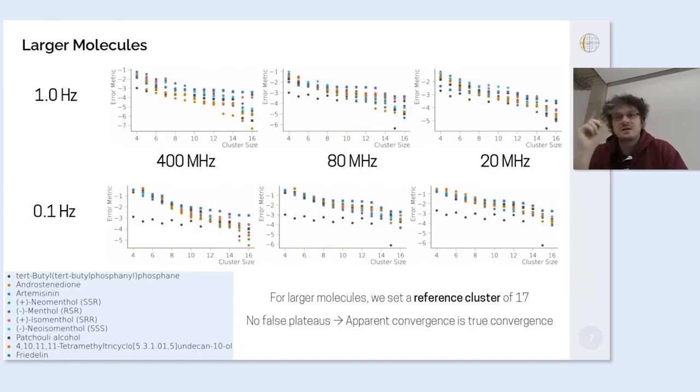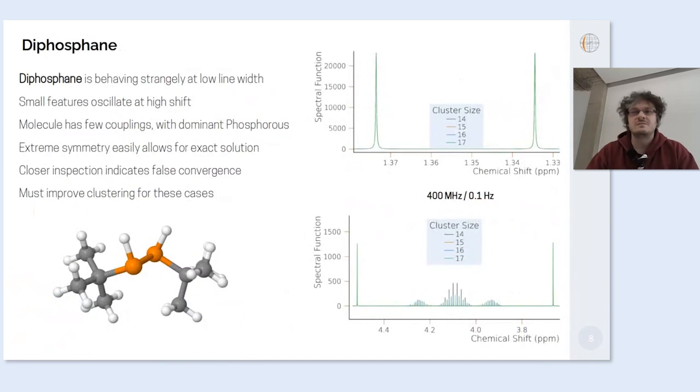However, there is something a little bit weird in this data that you might have noticed. At low line width for this one molecule, tert-butyl phosphine, which I'm just going to call diphosphine. And so the obvious question is, what is going on with this molecule?